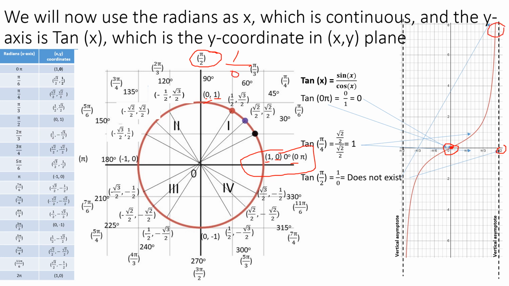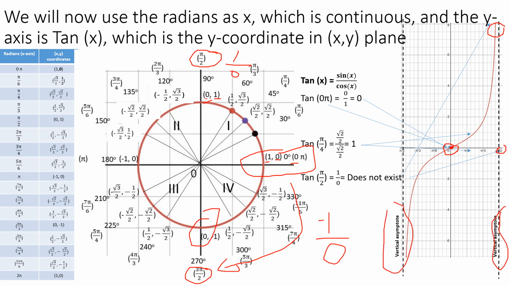And if you go to negative pi over 2, which is the same as 3 pi over 2 backwards, right here, that would be negative 1 over 0. And again, when you have a 0 in the denominator, it cannot exist. Hence, we have a vertical asymptote here and a vertical asymptote here. And basically, our tangent graph can only go from negative pi over 2 to pi over 2. That's also known as 3 pi over 2, because we've got zeros in the denominator, which is our cosines.